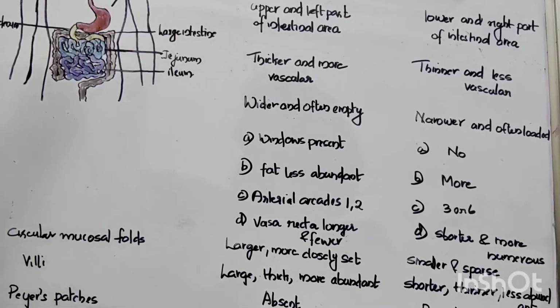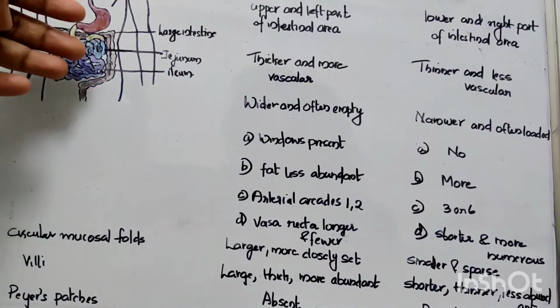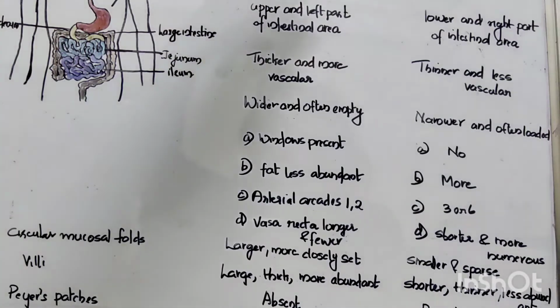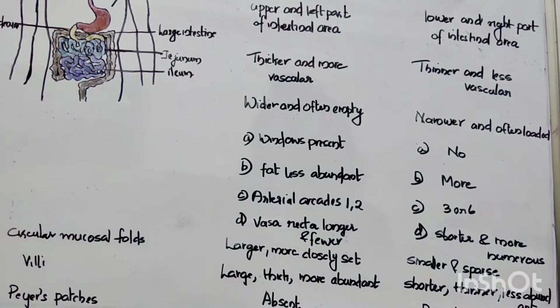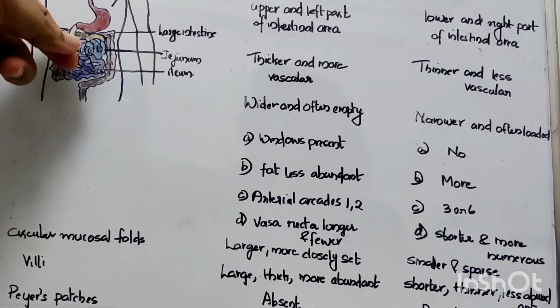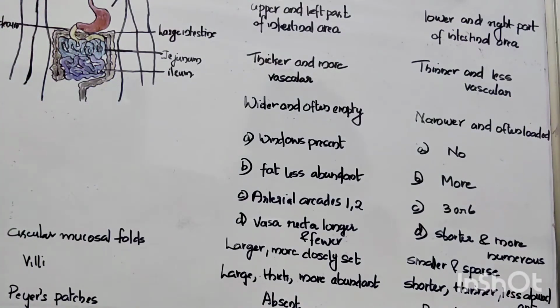So today we discussed the jejunum and ileum. They are suspended from the posterior abdominal wall by means of the mesentery and also the flexure. Then we compared the features of the jejunum and ileum. The jejunum occupies the upper and left part of the intestinal area, and the ileum occupies the right and lower intestinal area. The walls are thicker and more vascular in the jejunum, but in the ileum they are thinner and less vascular. The lumen is wider and often empty in the jejunum, and in the ileum it is narrower and often loaded.